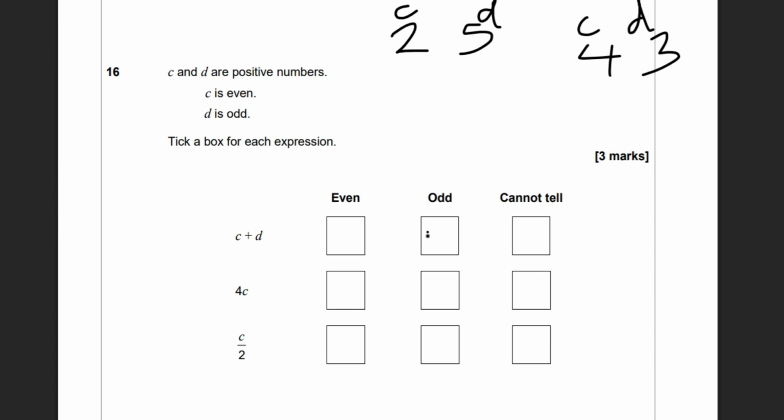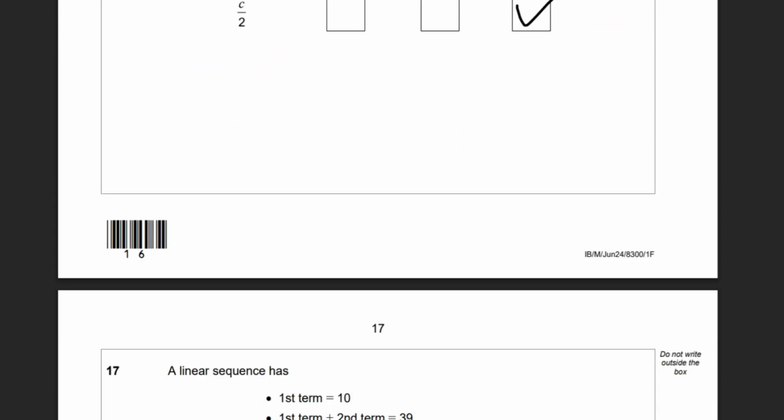Then 4C means 4 times C. 4 times 2 is 8, that's even. 4 times 4 is 16, that's even. Now C divided by 2. If C is 2, 2 divided by 2 is 1, and 4 divided by 2 is 2. So you see 1 is odd, 2 is even. So let's choose cannot tell. All right, we go on to question 17.